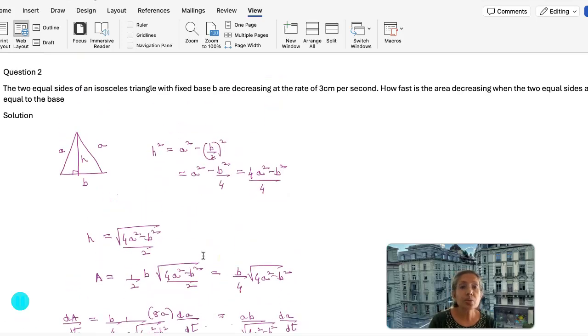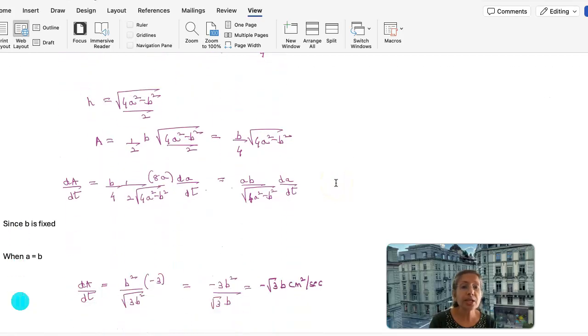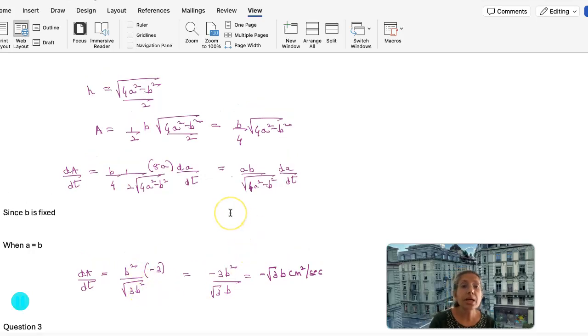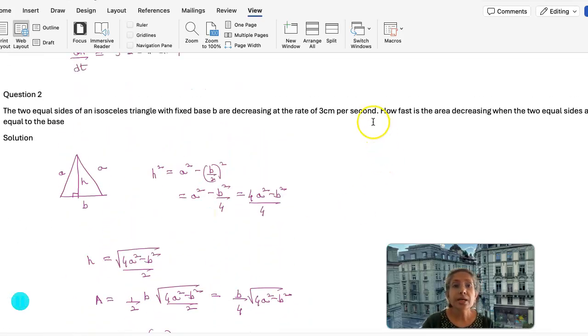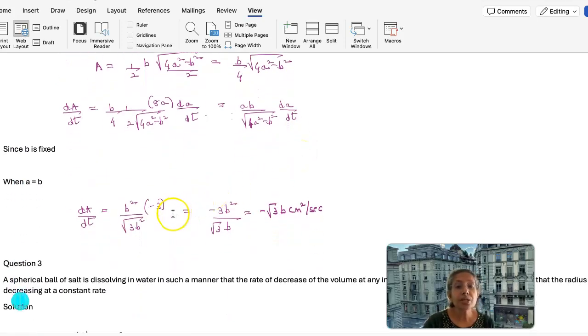Now going back to the question, you are given that the two equal sides are equal to the base, that means a equals b. So substitute a equals b here, so you get b squared by root 3b squared, and you are given that the two equal sides are decreasing at the rate of 3 centimeter per second. So da by dt will be minus 3, minus because it's decreasing. So this is minus 3b squared by root 3 b, that is minus root 3 b centimeter squared per second.